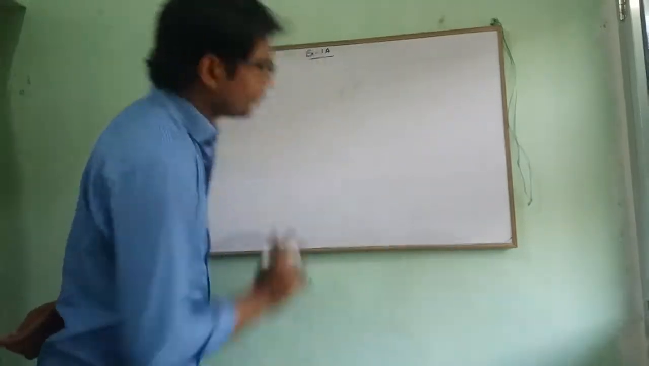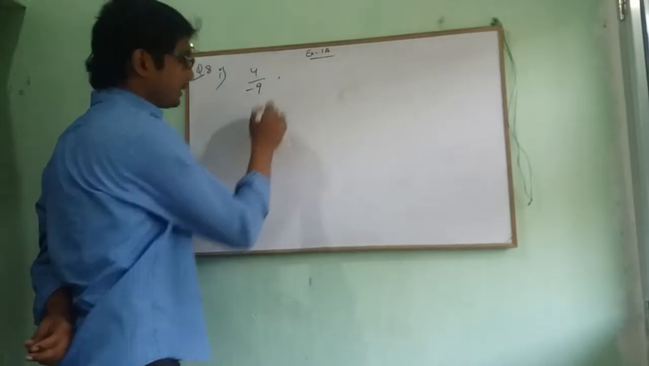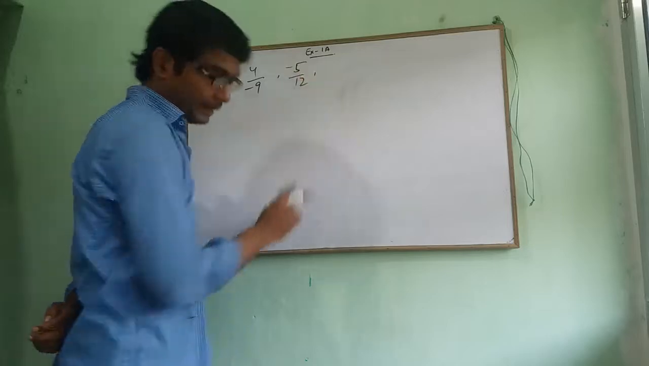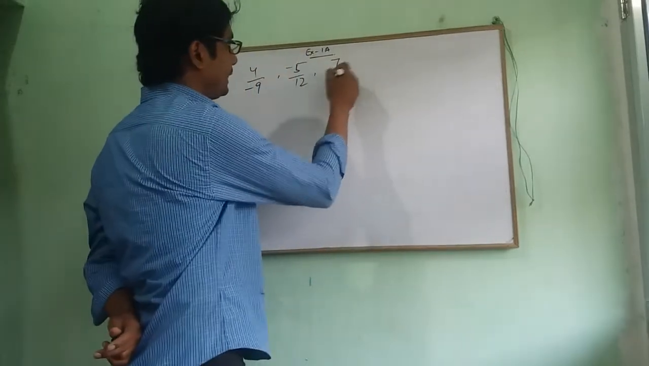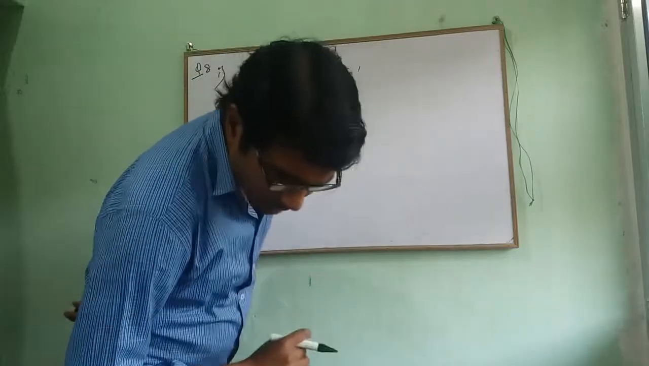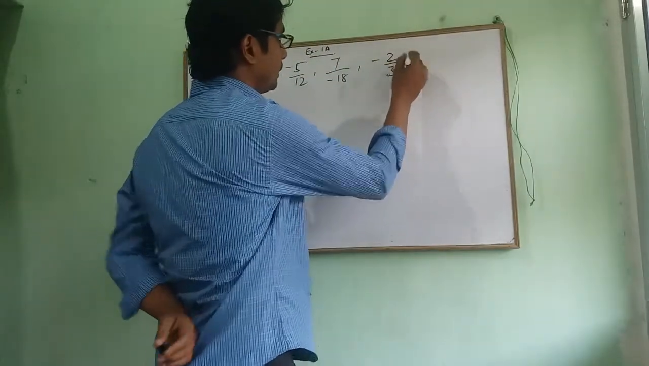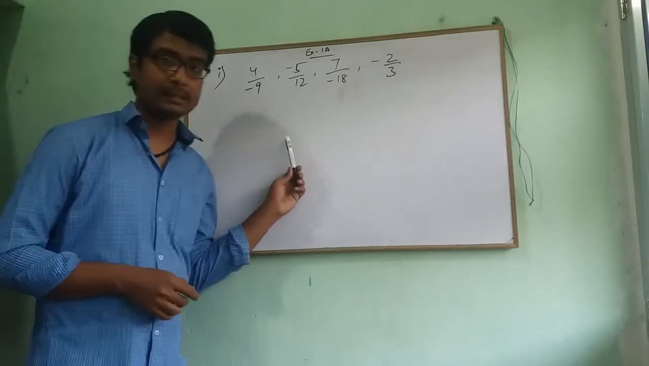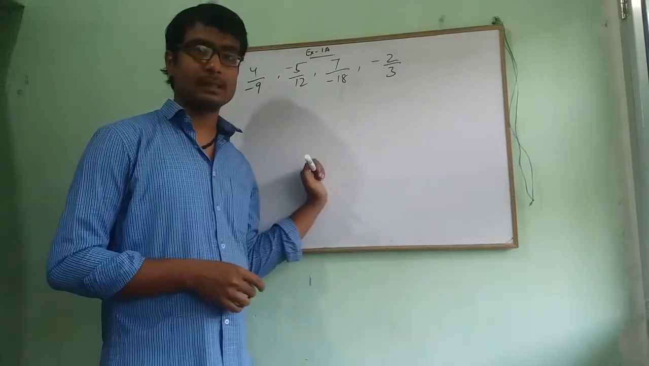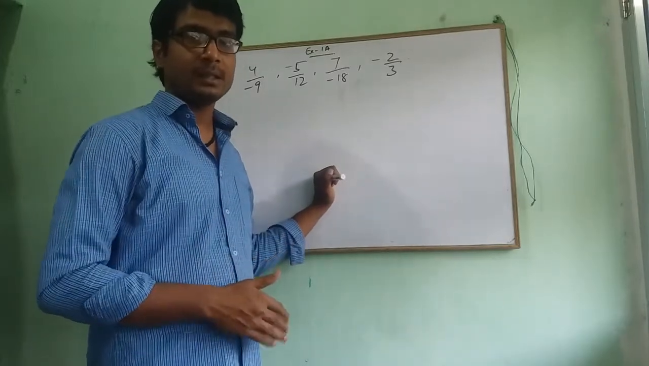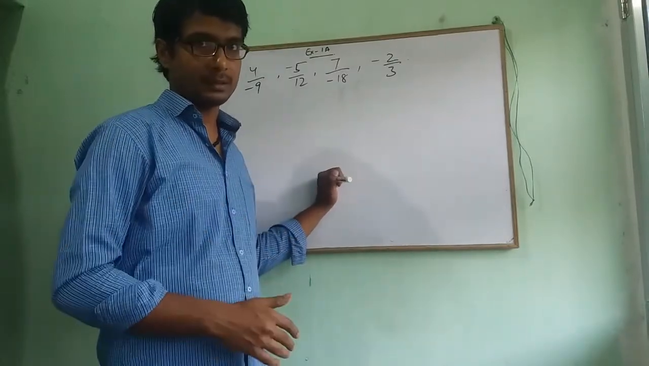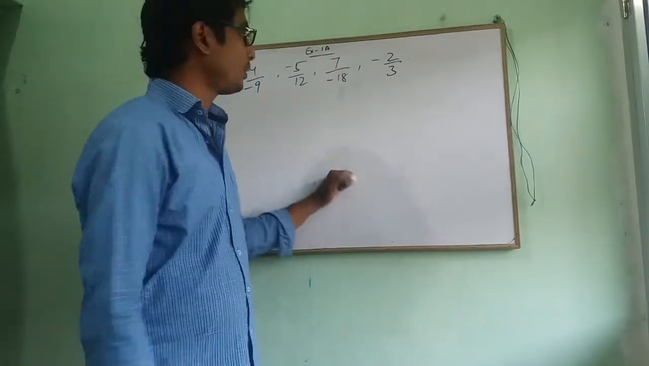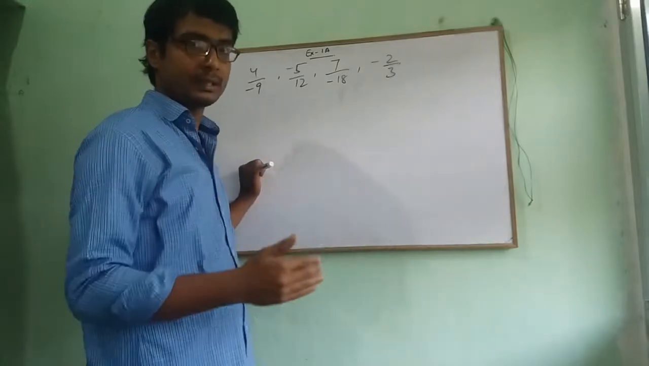The numbers are 4 by minus 9, second minus 5 by 12, third is 7 by minus 18, and fourth one is minus 2 by 3. Now I have to arrange them into ascending order. What is ascending order? Ascending order is the arrangement of numbers from smallest to the largest. Means smallest will be written first and the largest will be written last. So I have to compare these rational numbers ascending wise.